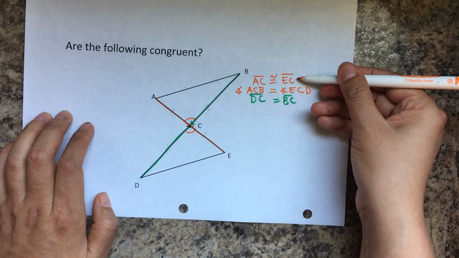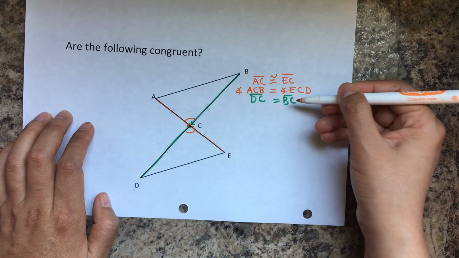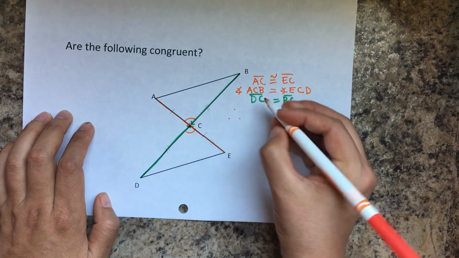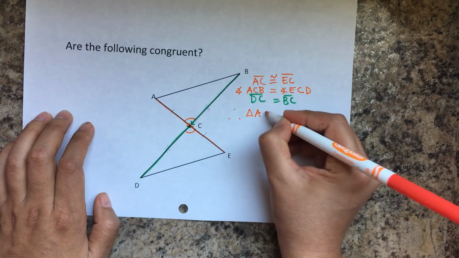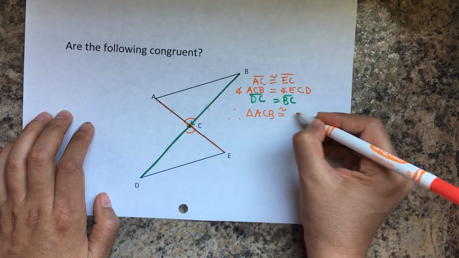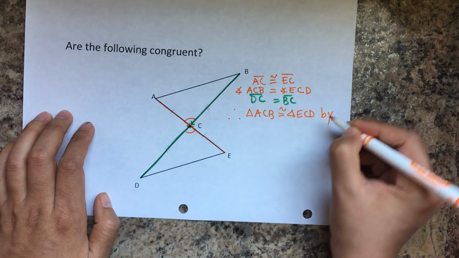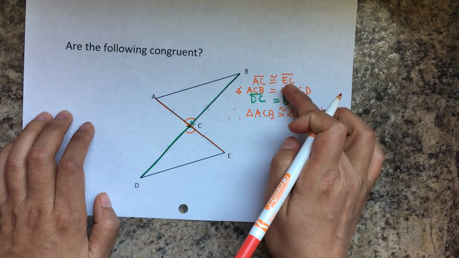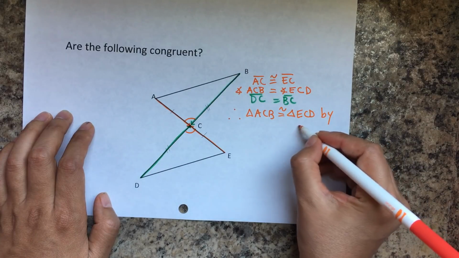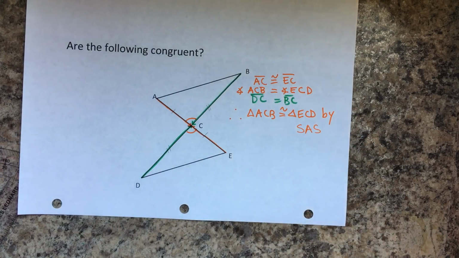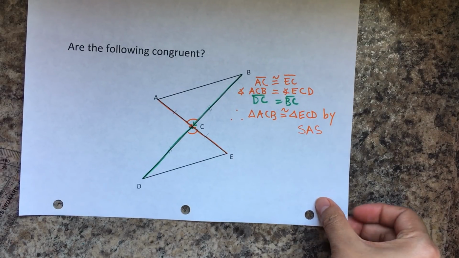Okay, now I have side, angle, side, so this automatically tells me that triangle ACB is congruent to triangle ECD by the side, angle, side postulate. Again, take a minute to note this down.